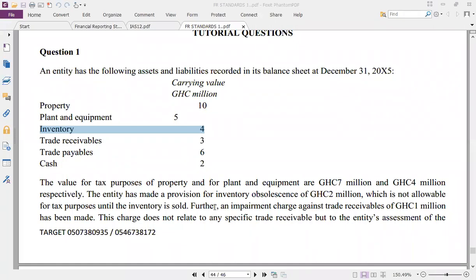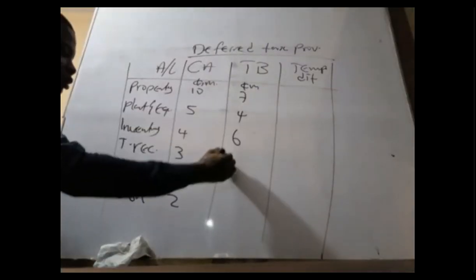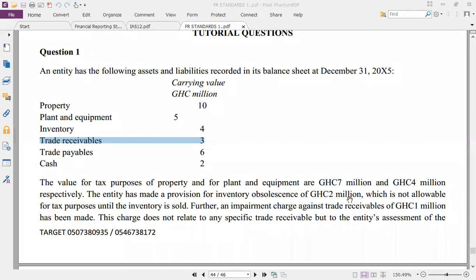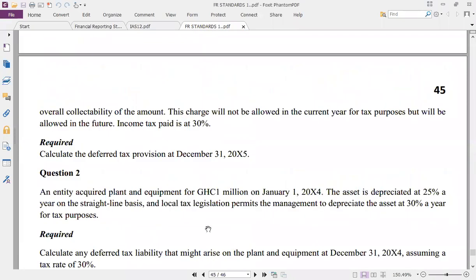Which is not allowed for tax purposes. Furthermore, an impairment charge against trade receivable of 1 million. So for trade receivable, they have also subtracted 1 million from this figure. The tax authority will not allow it. So let's add back, so let's go 4 million. And let's continue. We are done. Now they are saying that the income tax rate is 30%.